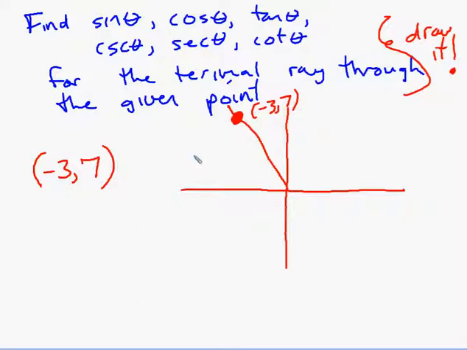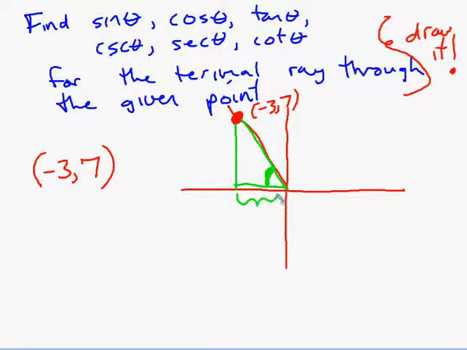Now I'm not interested in what the angle is. If I wanted the angle, I don't have to do six of these. I just need one of them to find the angle. So I'm not interested in that. I'm looking for the ratios. So I'm going to complete my right triangle here, and my angle is right here. Okay, so that's my angle.